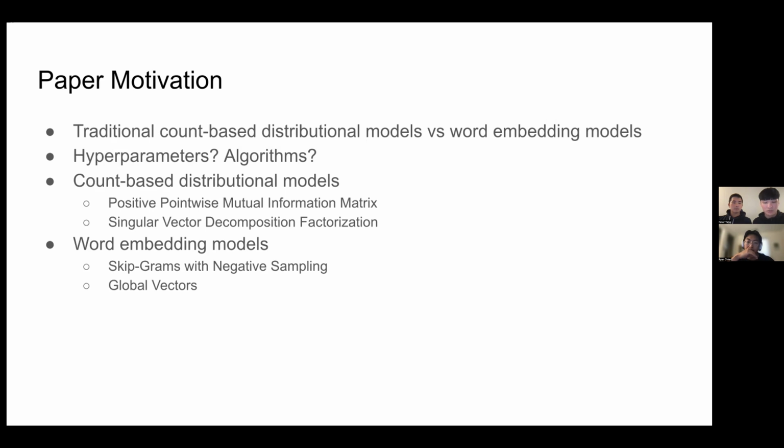outperform traditional ones. In this paper, the author refers to the positive pointwise mutual information matrix and singular value decomposition factorization as count-based representations, and skip-grams with negative sampling and GloVe as word embedding models. I will introduce each of the models in the following slides.